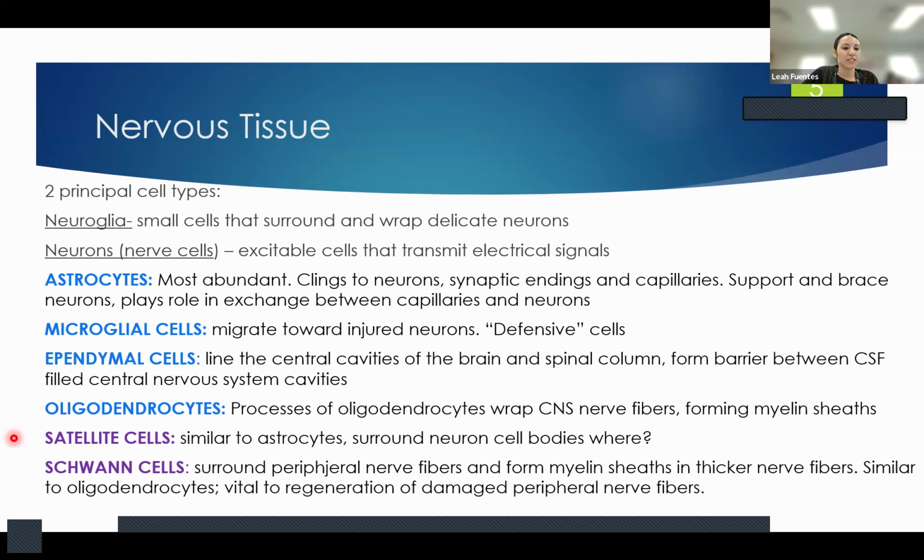We have ependymal cells. These line the central cavities of the brain and spinal column and form the barrier between CSF-filled central nervous system cavities. Remember, CSF is that cerebrospinal fluid. And then we have oligodendrocytes. The processes of oligodendrocytes wrap the central nervous system nerve fibers and form the myelin sheaths.